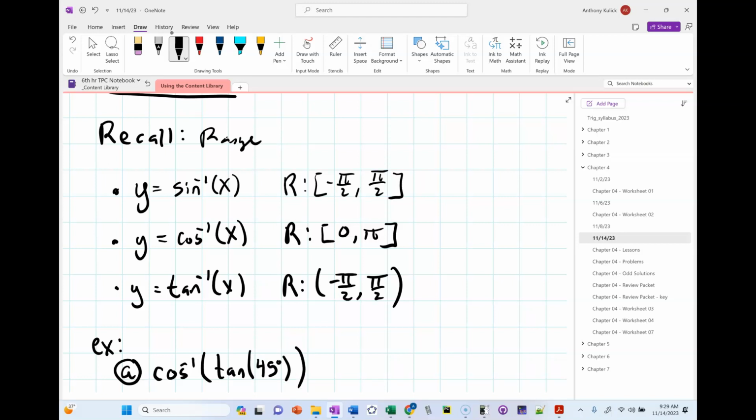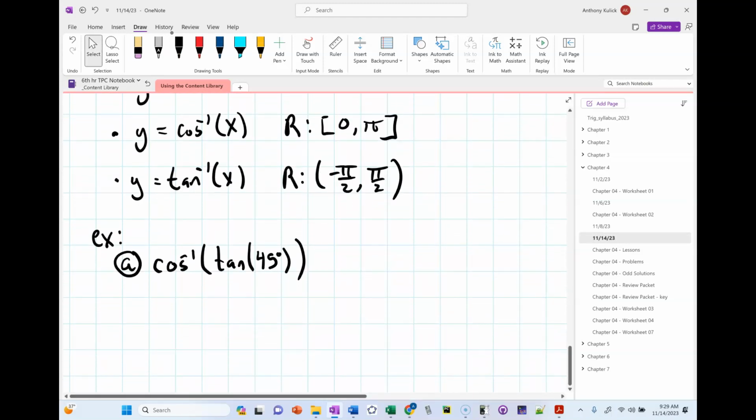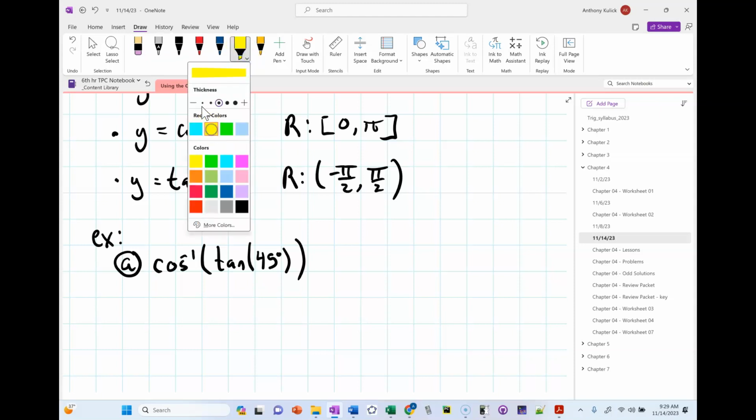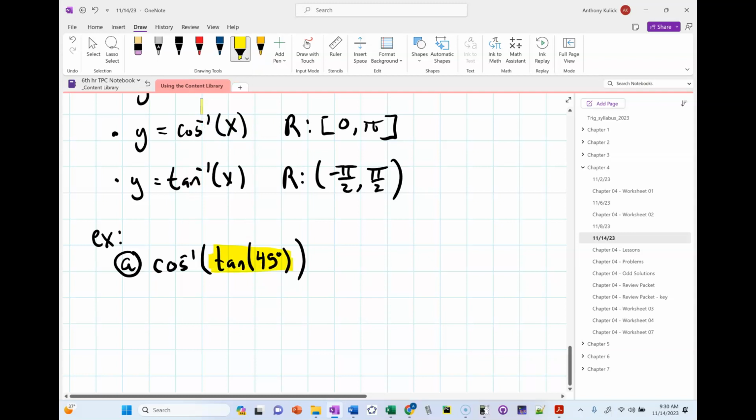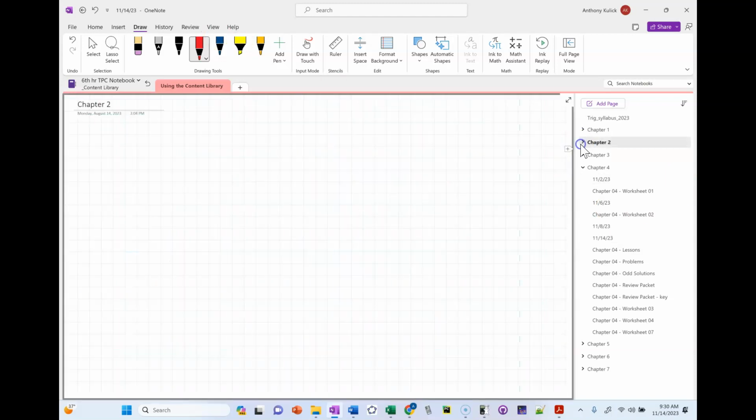Let's say I want to do cosine inverse of tangent of 45 degrees. So I'm going to start with the inside. So I'm going to be looking at tangent of 45 to start. Now, 45 degrees I recognize as a unit circle angle. So I'm going to go pull out my unit circle to do this.